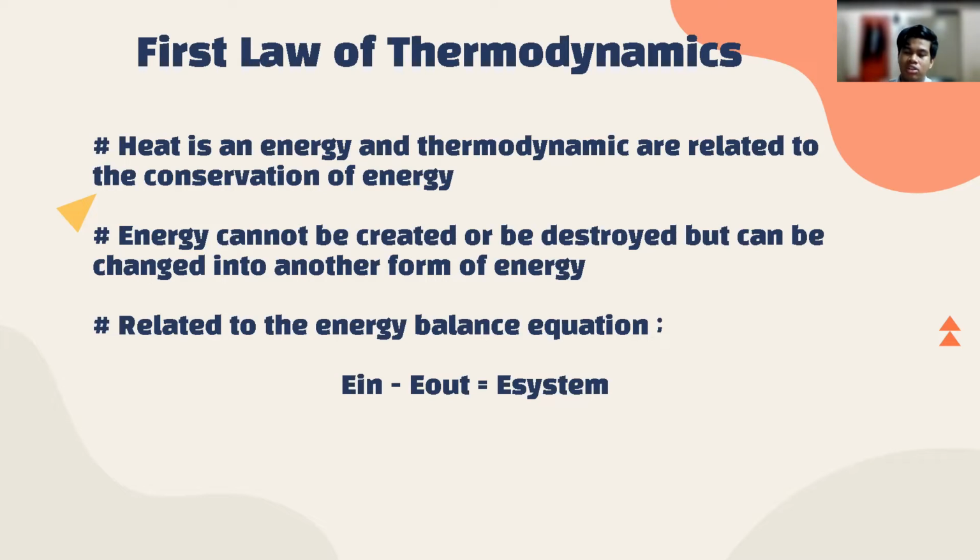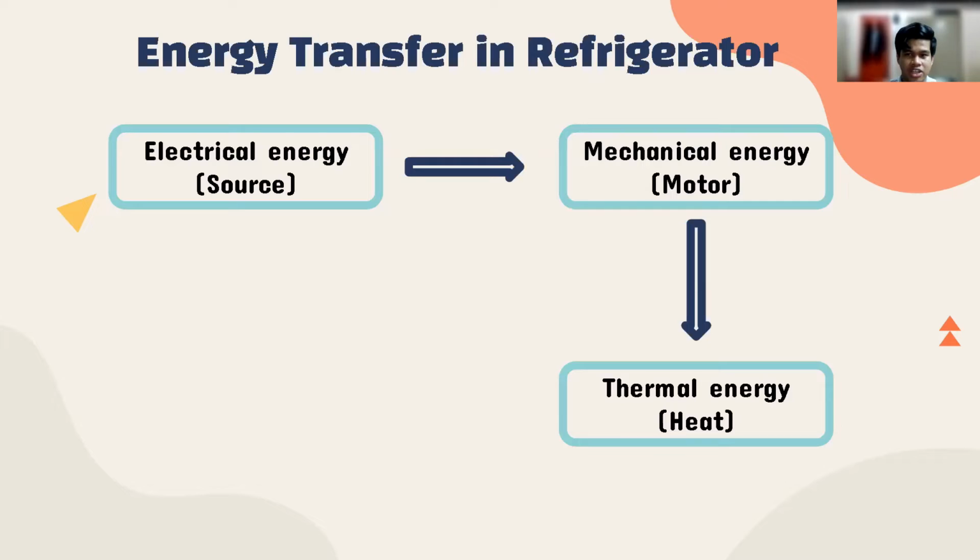Besides that, there is also a formula related to the first law of thermodynamics, which is the energy balance equation. The basic equation is E in minus E out equals E system. So in the refrigeration system, the energy used is electrical energy, which comes from the power plug that we have in our home.